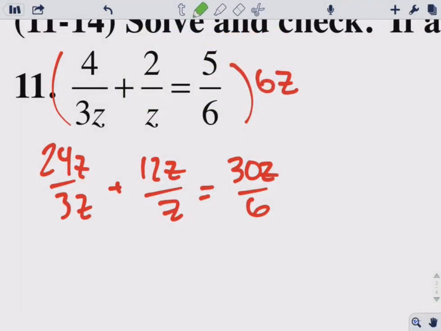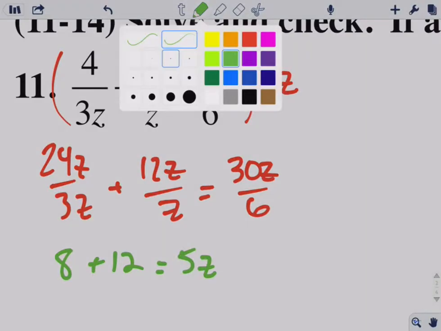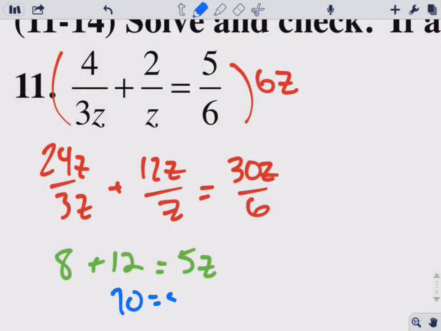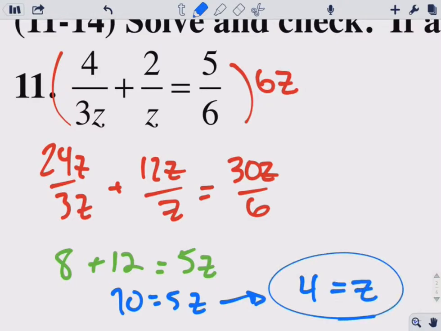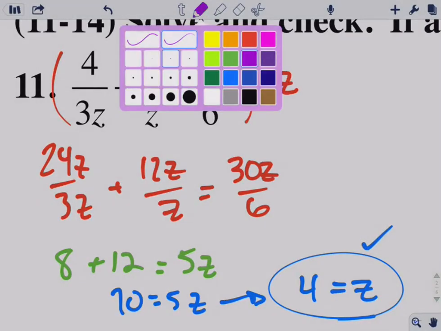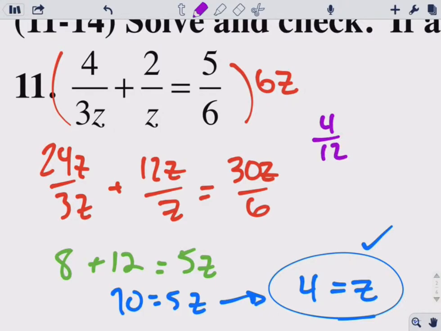I get 3 goes into 24 8 times. Z's cancel. 6 goes into 30 5 times 5z. So I get 20 is equal to 5z, or divide by 5, 4 is equal to z. And if 4 is equal to z, that's okay because if we look at it, 4 over 12 plus 2 over 4 equals 5 over 6. And that works out.